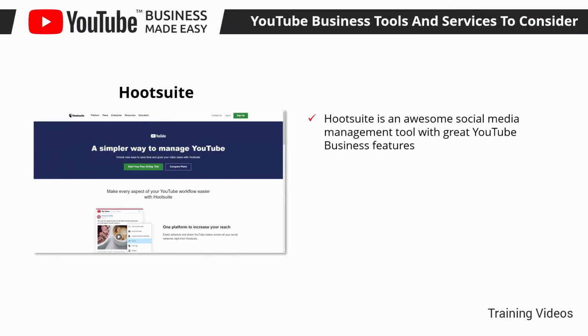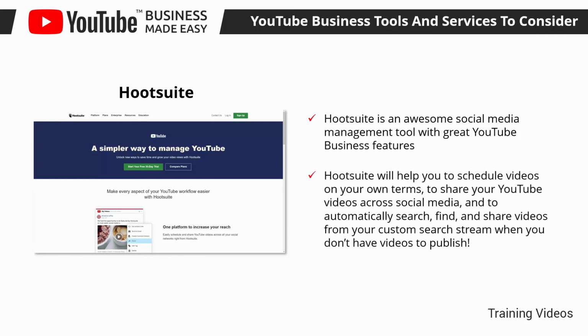Hootsuite. Hootsuite is an awesome social media management tool with great YouTube business features. It offers brands and creators on the platform a simpler way to manage their YouTube business, and it unlocks new ways to save time and grow your video views. Hootsuite will help you to schedule videos on your own terms, to share your YouTube videos across social media, and to automatically search, find, and share videos from your custom search stream when you don't have videos to publish.